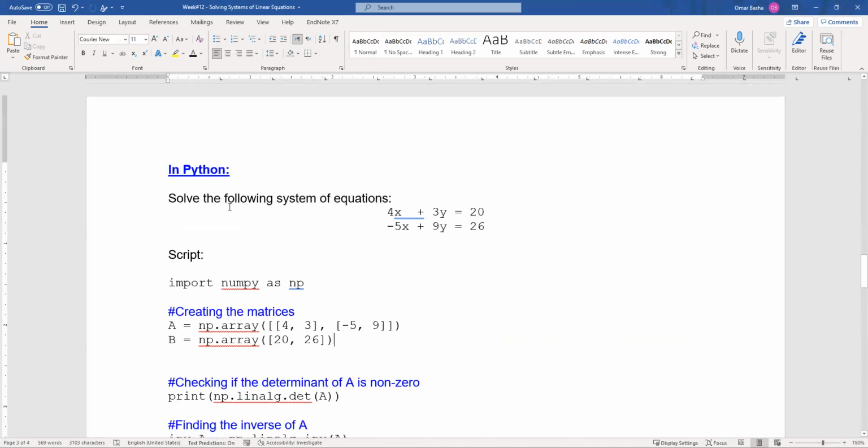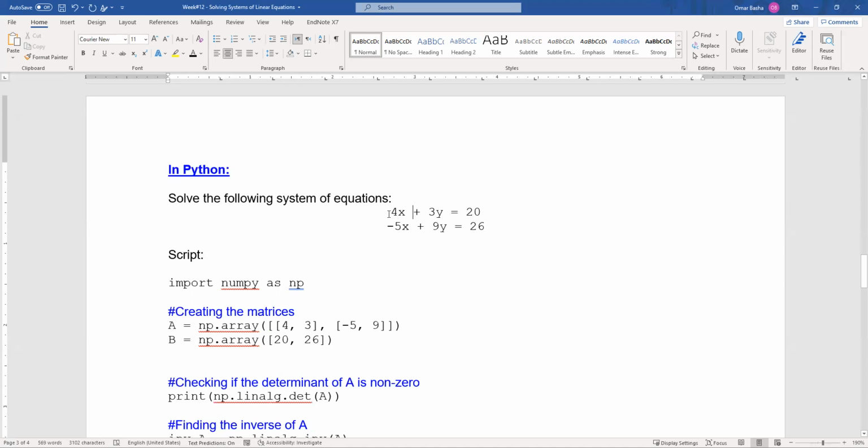Let's say in Python, you're being asked to solve the following system of equations. First one is 4x plus 3y is equal to 20. Second one is minus 5x plus 9y is equal to 26. This is a simple one. You can do it by hand and get a solution. However, now we're going to do it by using Python.